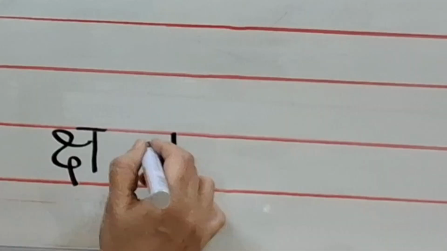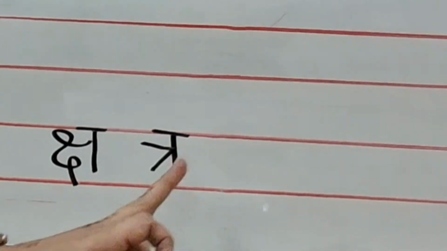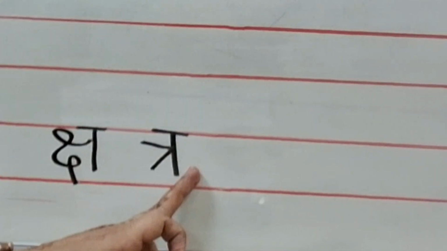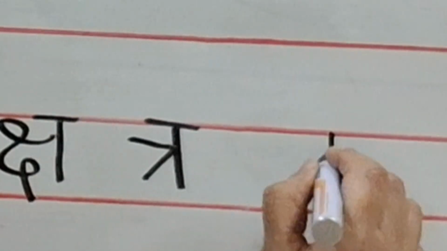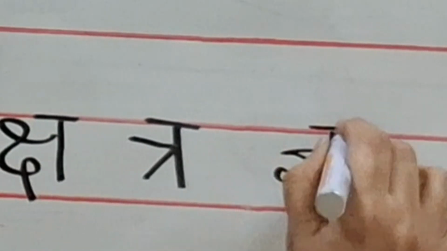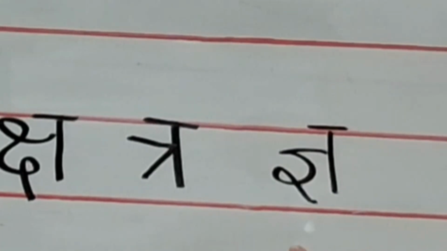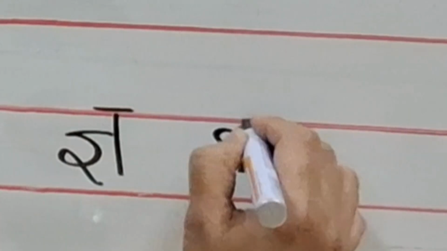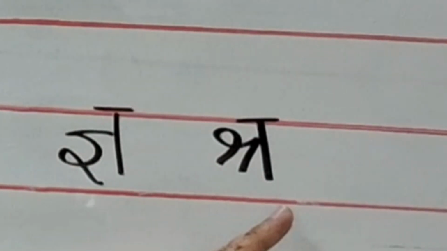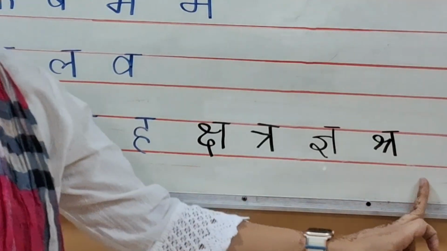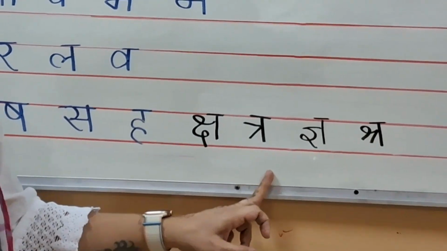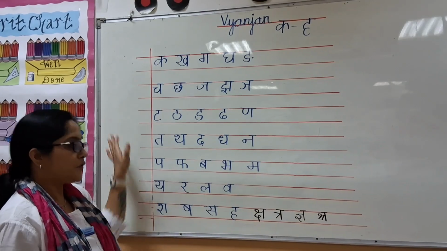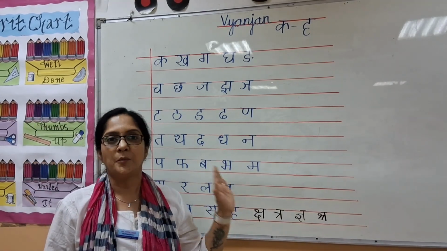Then Tra. A standing line and a V to the side is Tra. Tra se Trishul. Then the next Sayukta Vyanjan is Gya. Gya se Gyani. And the last Sayukta Vyanjan that you learnt is Shra. Shra se Shram, hard work. So these four are the Sayukta Vyanjans. Ksha, Tra, Gya, Shra.